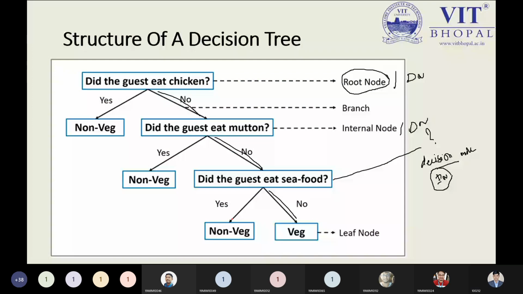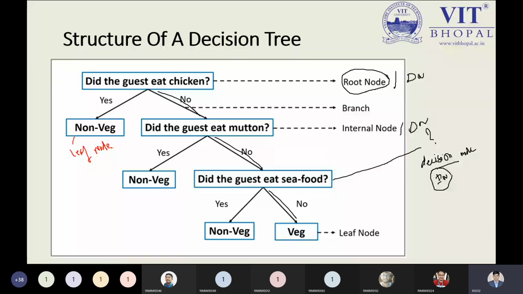Now see the structure of the decision tree of the previous example. You can say that is the root node, which is also known as a decision node. Then we have some branches, in which we have the internal node, also known as the intermediate node or decision node. And at the last we have veg and non-veg. This is your leaf node, because from this point we are not expanding any node. That is a simple concept.